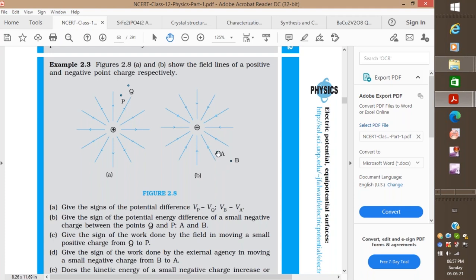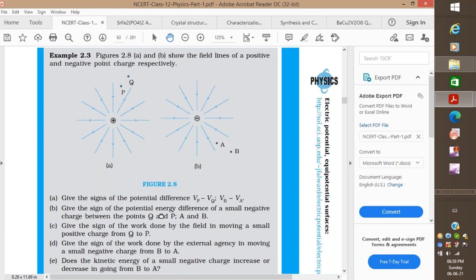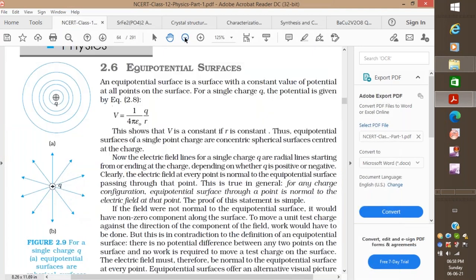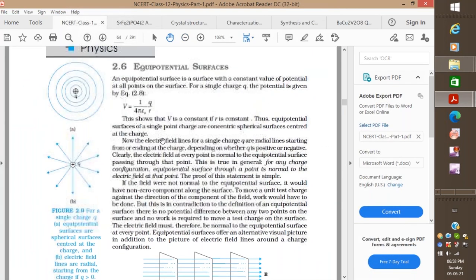So the potential will be with a negative sign, minus Q by 4 pi epsilon naught R. As you go nearer and nearer, 1 by R, the denominator will be smaller, so the negative quantity will blow up. So VB minus VA will be a positive term. Here also VP minus VQ, in this case also, will actually be positive. You just analyze by yourself and see the answer later. We'll go to the next portion.